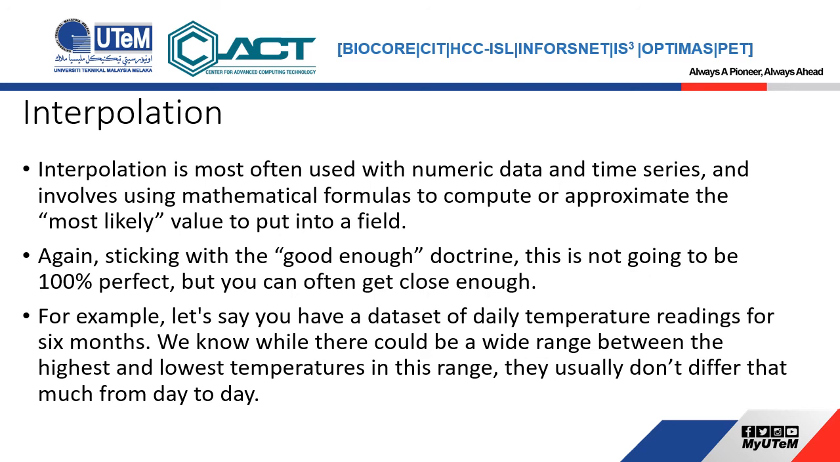For example, you are taking a reading of daily temperature for 6 months, and by examining the previous data set, you can know there is a range between the highest and lowest temperatures, and they usually don't differ that much from day to day. So based on that, you can try to interpolate the missing values inside the data set. For this kind of research, they could be caused by broken sensors, where you have missing temperature readings and so on. This is the cause of missing values in this case.